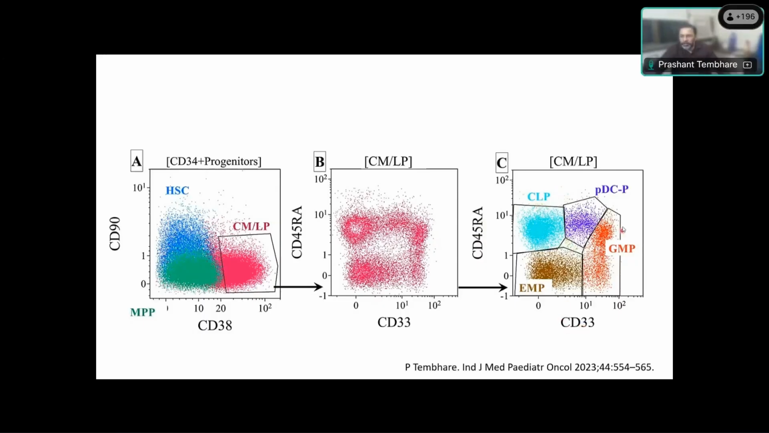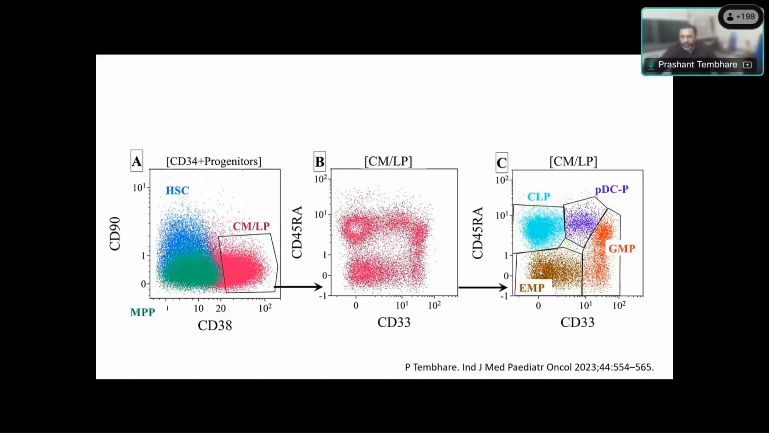Then we have a cluster which is CD33 positive but CD45 partly positive and partly negative. That is the granulocytic, monocytic precursor, progenitor. We have CD33 weak as compared to this population, but CD45RA nicely positive. It is the plasmacytoid dendritic cell precursor. And we have a population which is negative for both CD45RA and CD33 here. That is the erythroid megakaryocytic precursor or megakaryocyte progenitor.